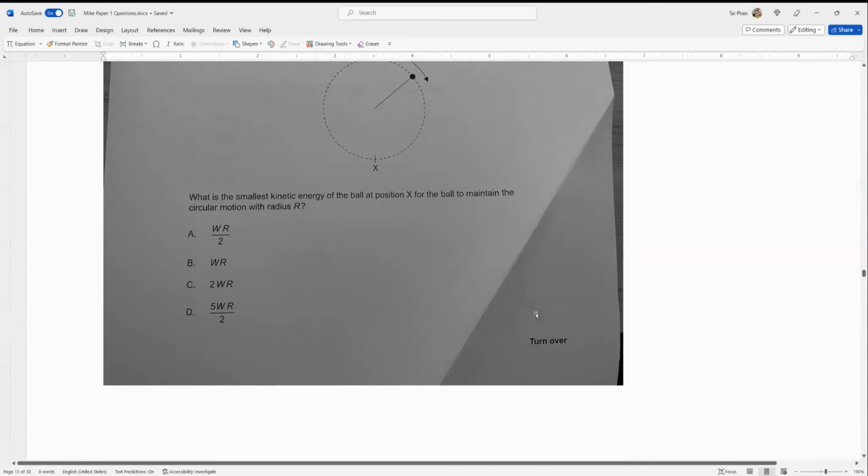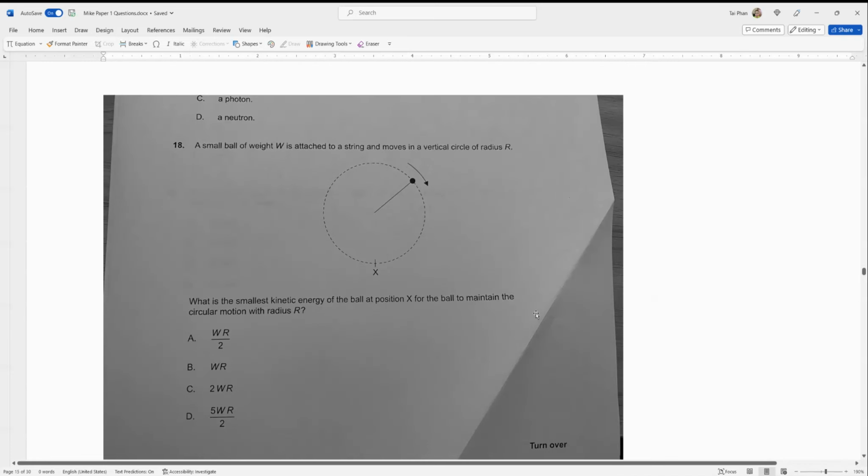Okay, two more questions. A small ball is attached to a string and moves in a vertical circle. What is the smallest kinetic energy of the ball at position X for the ball to maintain circular motion with radius R? To maintain circular motion, the ball must be able to reach the top again without the string going slack. It still has enough kinetic energy to stretch the string, so there's tension on the string.